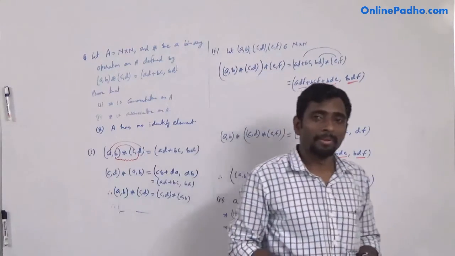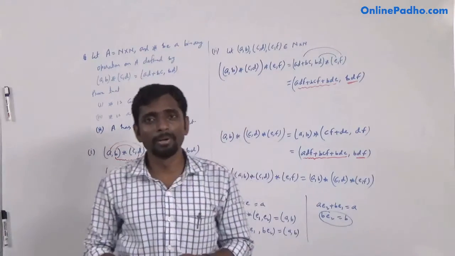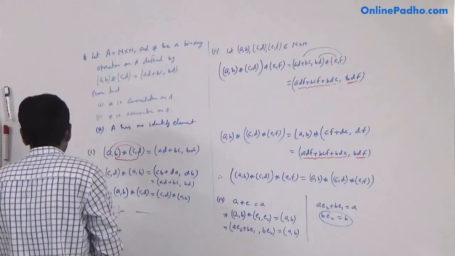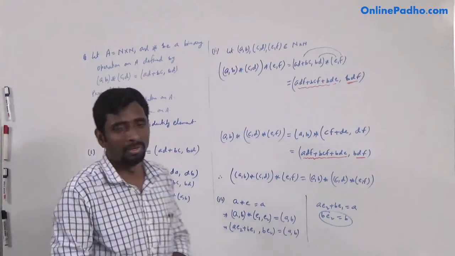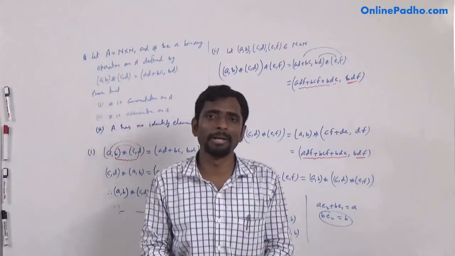Now the binary operation is over. It's a very simple topic, binary operation. You can solve questions related to the commutative law, associative law, distributive law, identity element and the inverse element. That is all about binary operation.